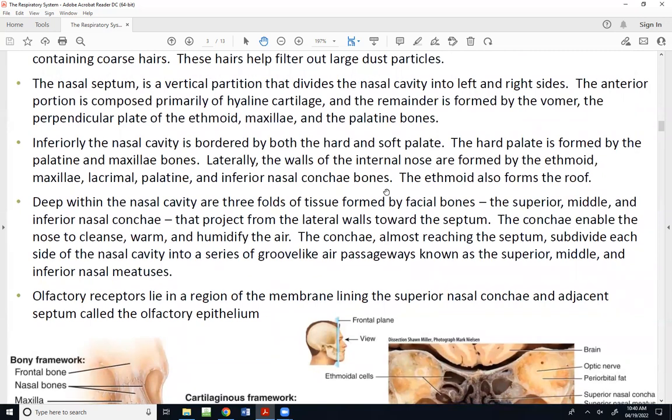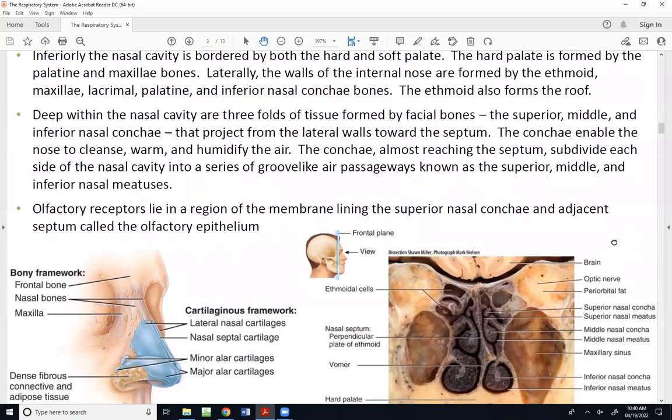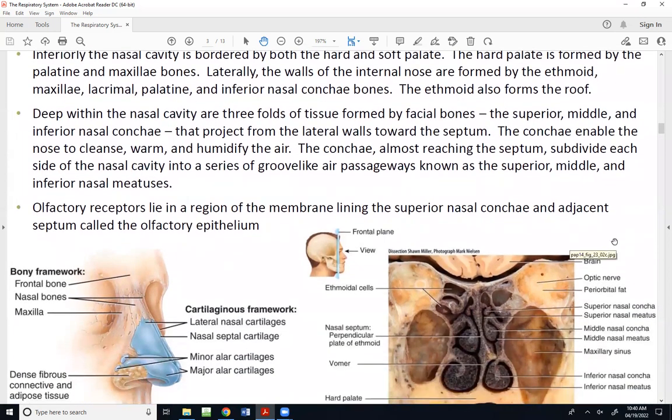Okay. Inferiorly, the nasal cavity is bordered by both the hard and soft palate, which are going to be the roof of our mouth. The hard palate is formed by the palatine and maxillary bones, and the soft palate is made up of muscle, which we'll talk more about in this lecture, but more so in the next lecture. The lateral walls of the internal nose are formed by the ethmoid, the maxillary, the lacrimal, the palatine, and the inferior nasal conchae bones. So there's a lot of structure to the lateral walls.